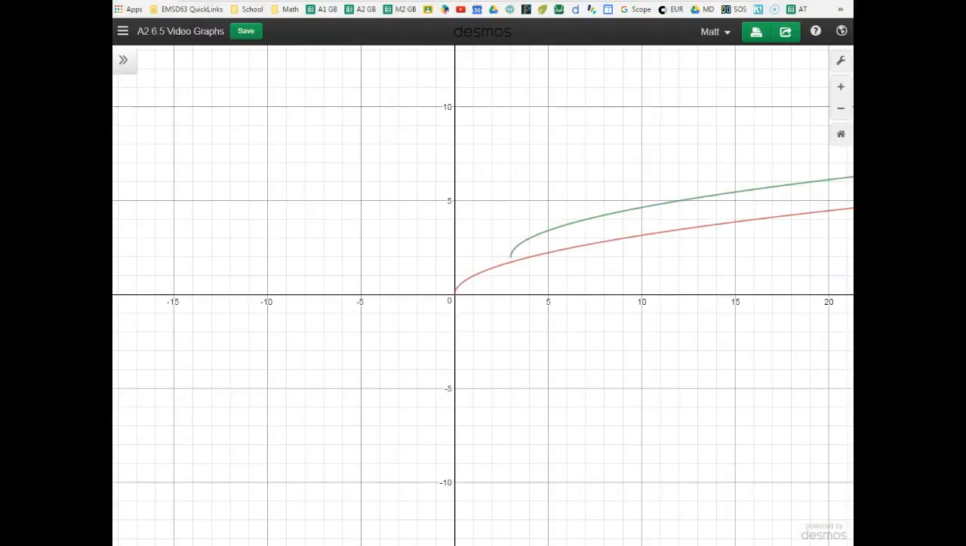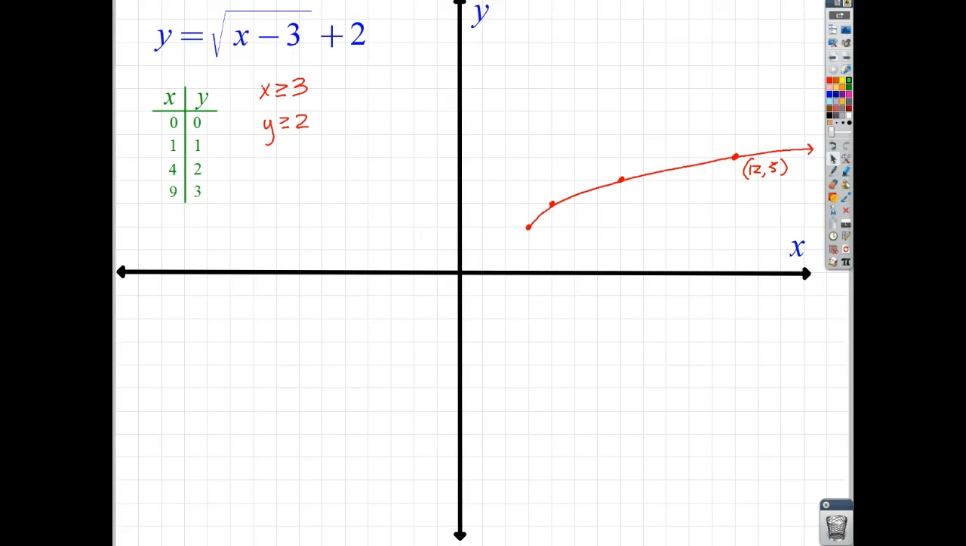All right, so let's take a look at what this looks like on Desmos. Here's what it looks like on Desmos. And you can see it's essentially the same. The green one is really just like the red one. It's just shifted 3 to the right and up 2. Okay, so let's go ahead and move on.